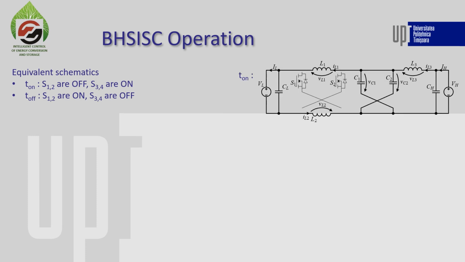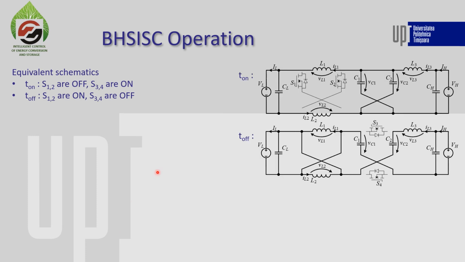Now let's see how this converter operates. We see here that during T-on interval, the two capacitors are connected in parallel and the two inductors are connected in series. And during T-off interval, the two inductors are connected in parallel to the low voltage side and the two capacitors are connected in series, between the low voltage side and the high voltage side, while the two inductors of course are connected in parallel to the low voltage side.